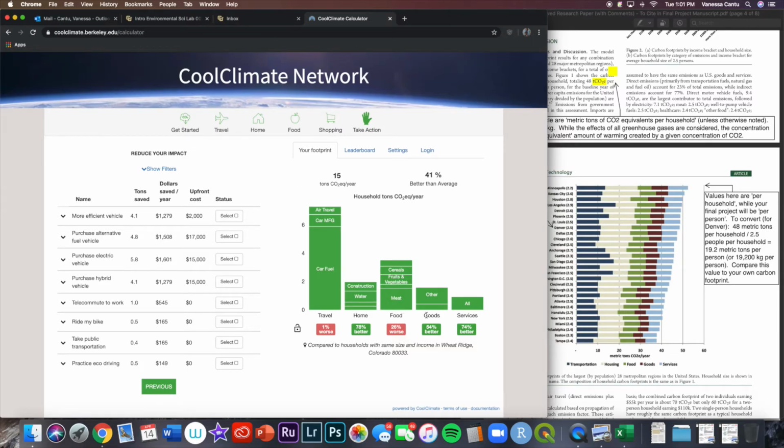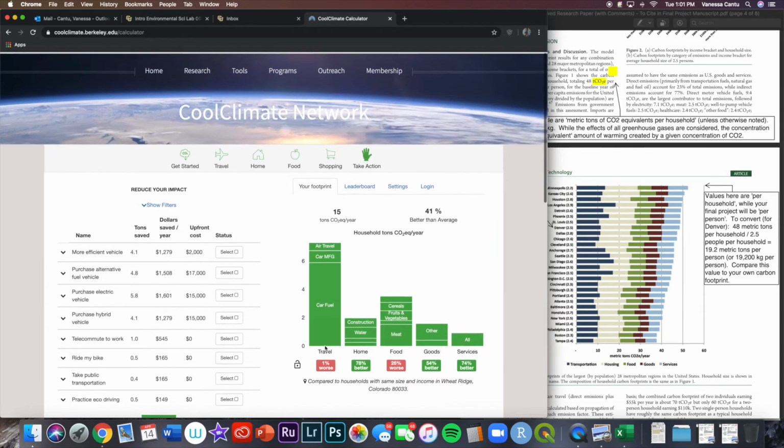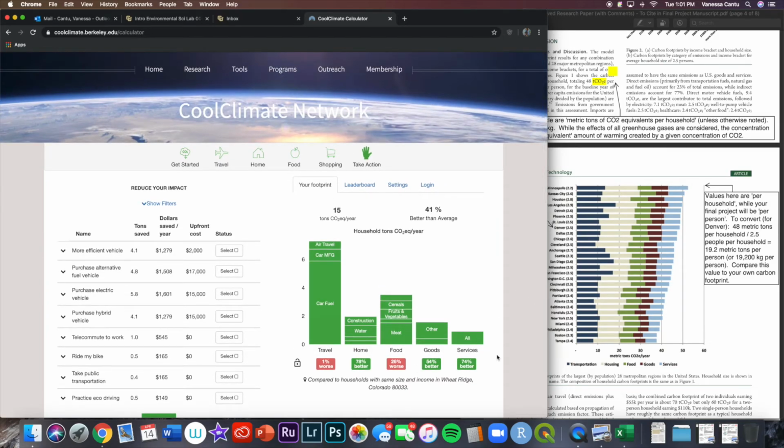If you have a Mac, it's just Command-Shift-3. And if you have a Windows, there's a snip tool that you can use. That's a really good tool to use. So I would just snapshot this here. I wouldn't include the 1%, 78%. I wouldn't include the percentages. I would just include this little figure here. All of this is just relative to the Cool Climate Calculator when we're just comparing it to this paper over here.